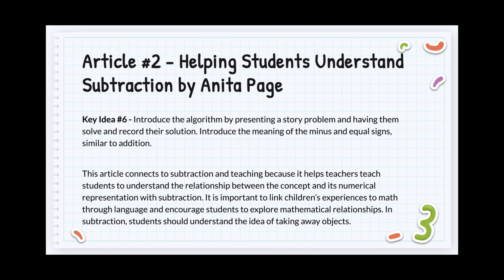So this article connects to subtraction in teaching because it helps teachers teach students to understand the relationship between the concept and the numerical representation with subtraction. It is important to link children's experience to math through language and encourage students to explore mathematical relationships. In subtraction, students should be able to understand taking away objects.